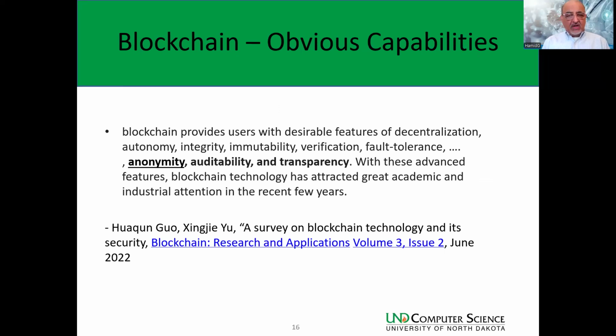Huang Gao, with her colleagues, did a survey of blockchain, and they concluded that blockchain provides users with desirable features of decentralization, autonomy, integrity, immutability, verification, fault tolerance, anonymity, auditability, transparency, and a lot of others. With these advanced features, blockchain technology has attracted great academic and industrial attention in recent years.